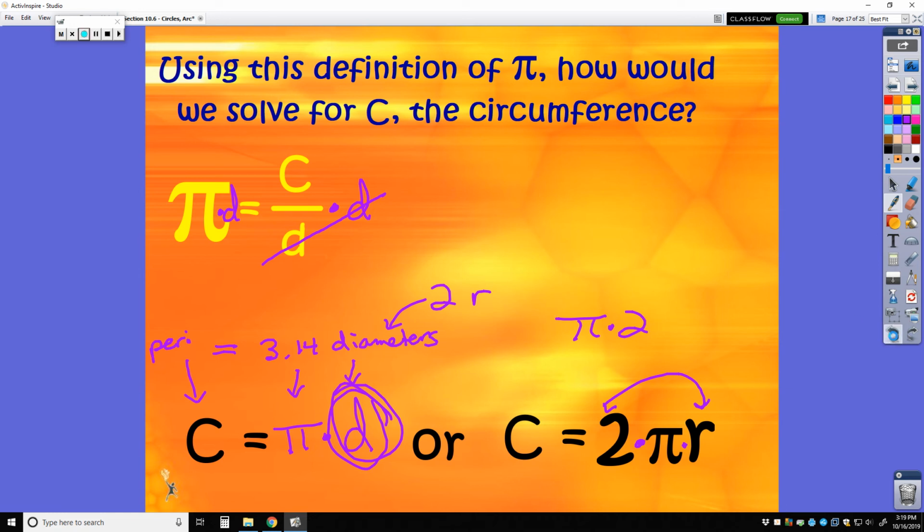Now, I would say most of the time, if I had to pick one of these two formulas, what I would use personally is just pi times diameter. And then if I have to deal with the radius, I'll deal with the radius.